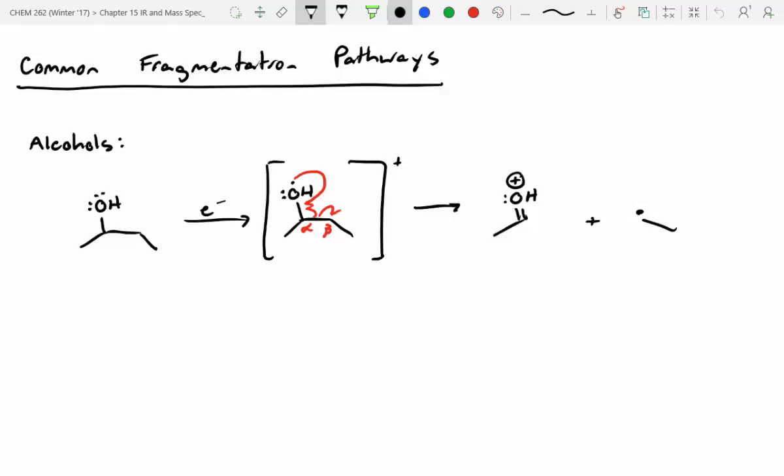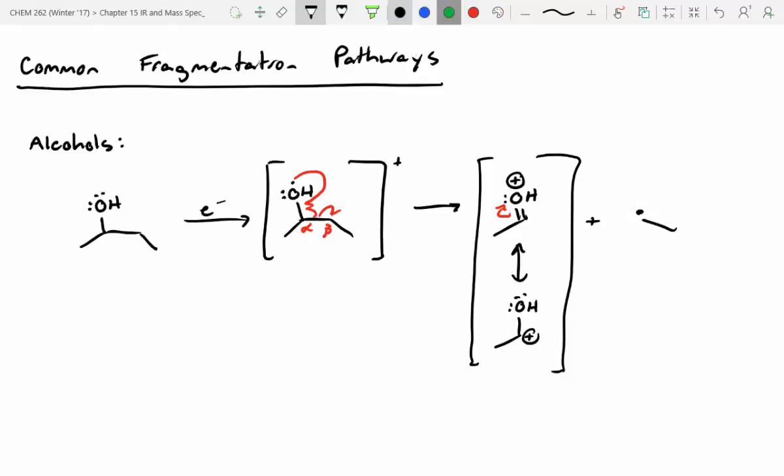Which fragment is resonance stabilized? Is it the radical? No. We can't see radicals with mass spec. However, if we look at this one, this does have a resonance structure where we can move those electrons up. And now this carbon is sharing that partial positive charge. This fragment is pretty common because it is resonance stabilized.